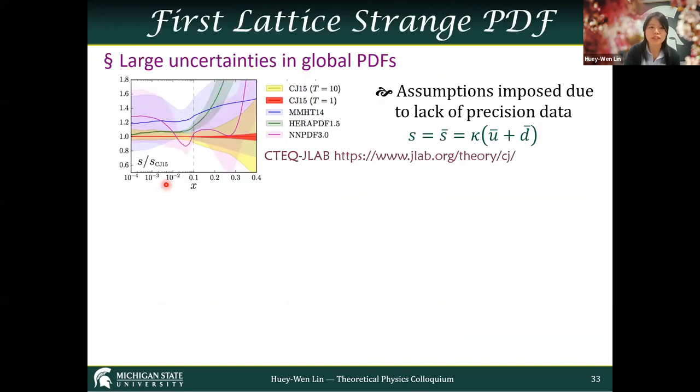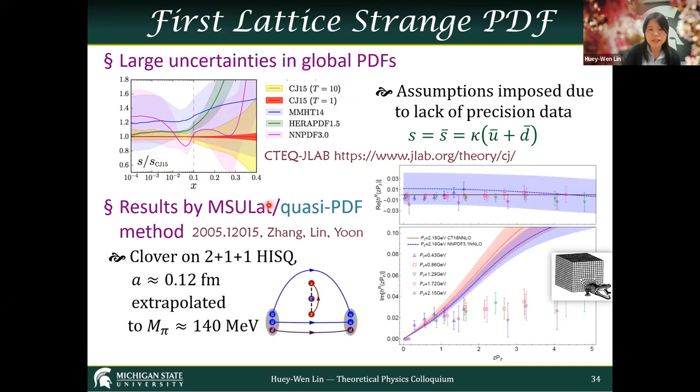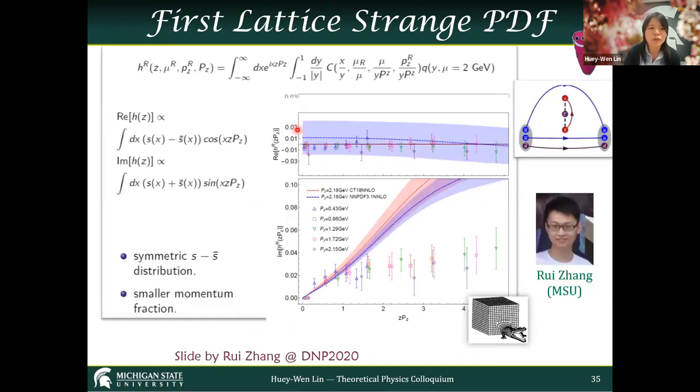And I was going to quickly mention a few things that my student tried. Like I mentioned earlier, there's this large unknown uncertainty in the strange distribution, especially with the strange anti-strange symmetry assumptions. This is a calculation done by one of my former students. We are doing the calculations at two heavier pion masses, then extrapolating to the physical one, just to get an idea of what we will see with the latest methods, since nobody had done this before. One of the things we are really interested in looking at is this strange anti-strange symmetry.